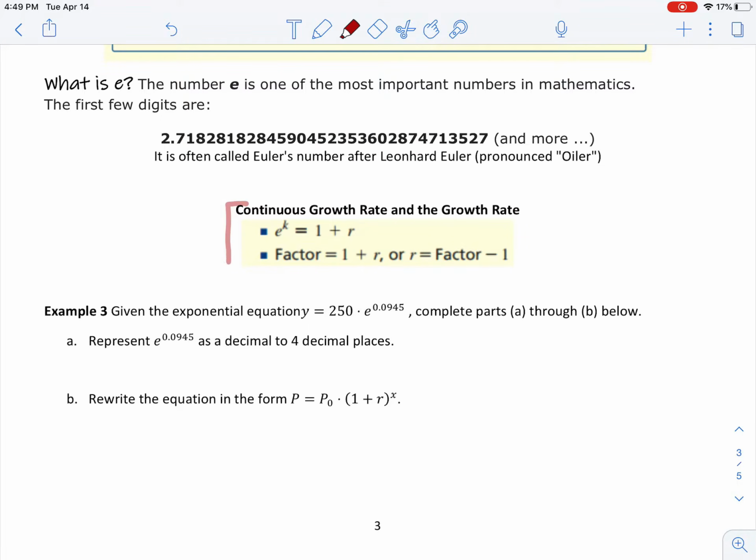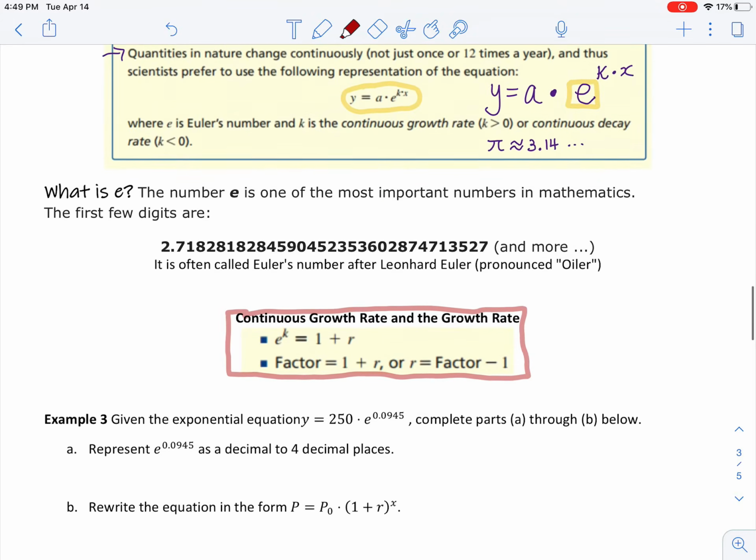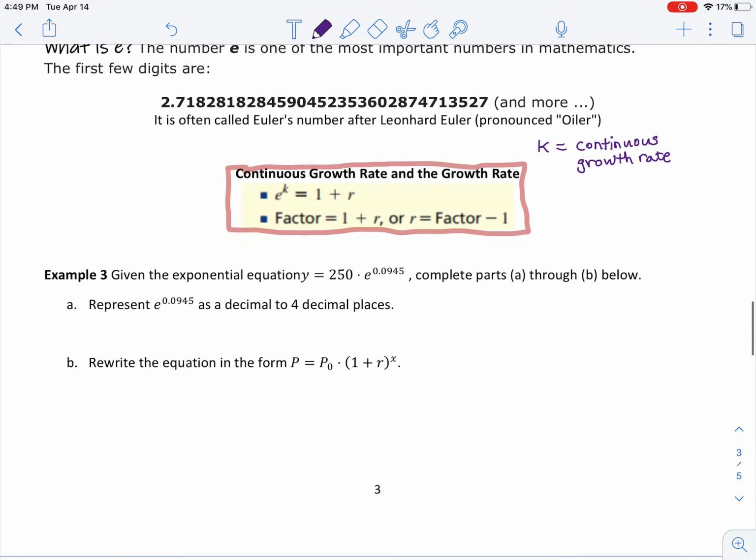Okay, so I have to give you this important box because the ones that we're going to go over look a little bit confusing, but you just have to remember that these are our toolbox that we're going to come back to. We're going to have to use these two equations to find what they want here. So let me write down what k is. k is going to be the continuous growth rate, or decay rate if it's less than 0.